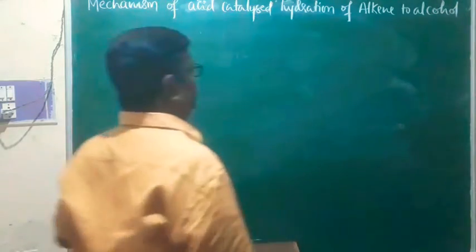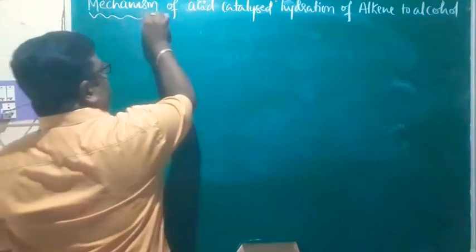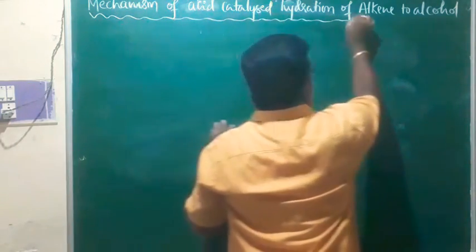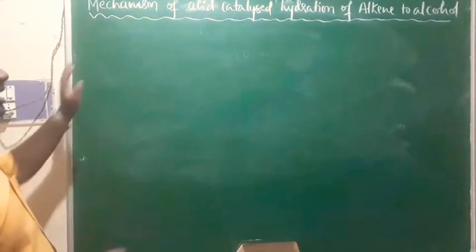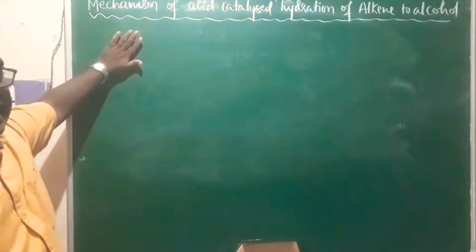This is the mechanism of acid catalyzed hydration of alkene to alcohol. I'll explain this particular mechanism by taking ethene as an example.